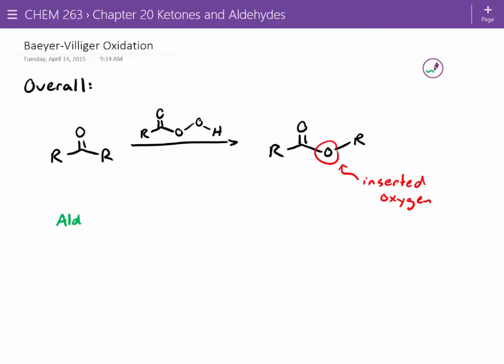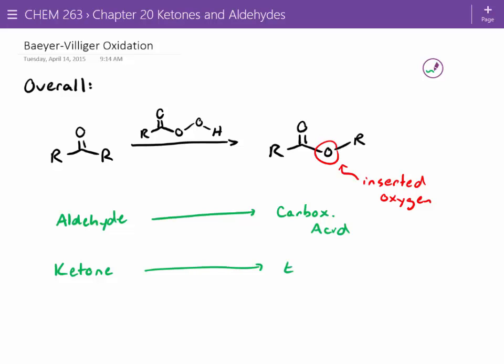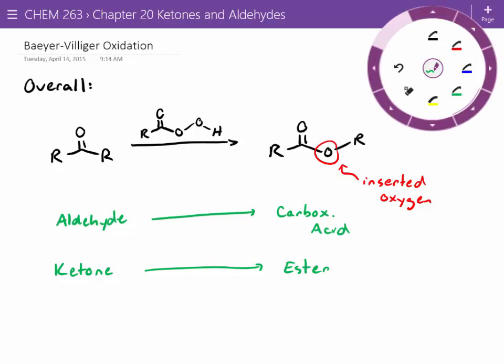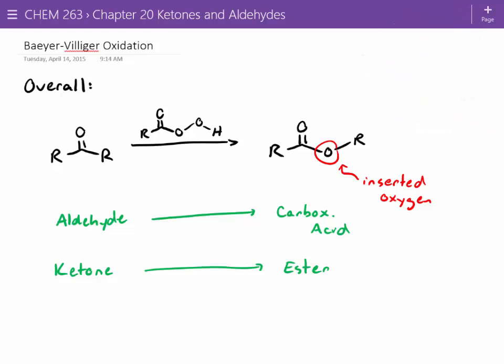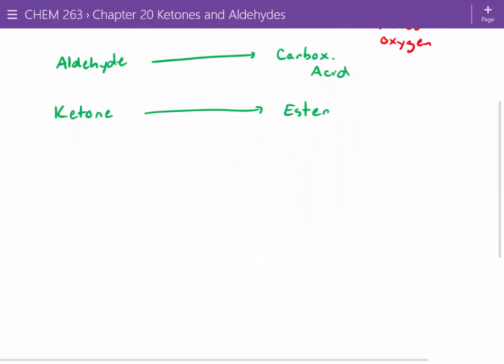If you've got an aldehyde, you'll go to a carboxylic acid. If you've got a ketone, it'll go to an ester. So now we've got a new set of functional group transformations available to us. All right, let's go through the mechanism. It's only a 3-step mechanism, but it's a little confusing.